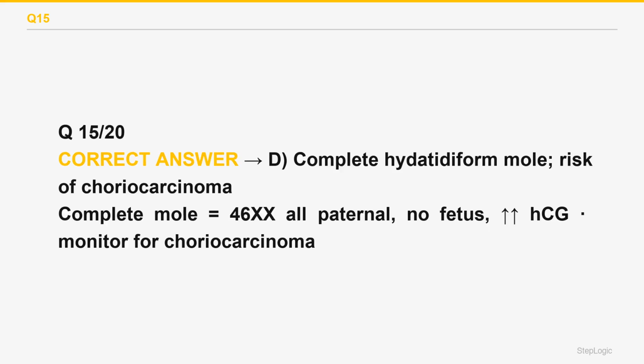The correct answer is D. The key complication to monitor is malignant transformation. A complete mole can progress to an invasive mole or choriocarcinoma, an aggressive trophoblastic malignancy that spreads hematogenously, classically to the lungs. After evacuation of the mole, beta-HCG is trended serially to ensure it falls to zero. A rising or plateauing HCG signals persistent trophoblastic disease. The 46XX all-paternal mole with markedly elevated HCG and its choriocarcinoma risk is the answer.